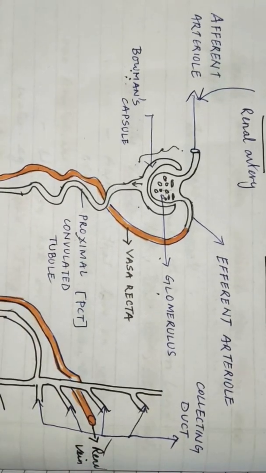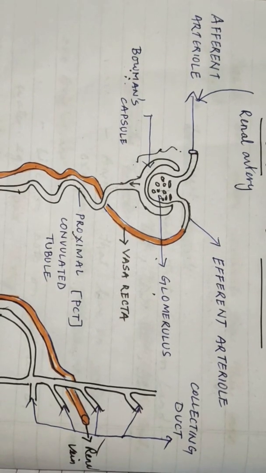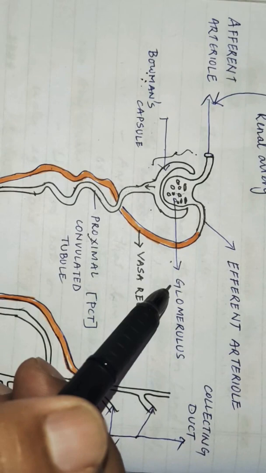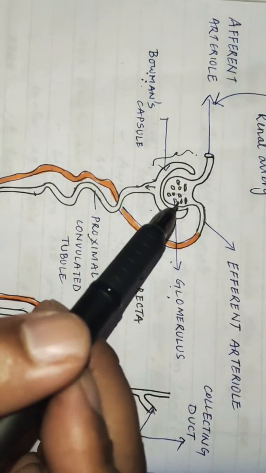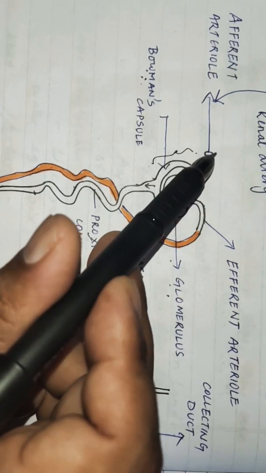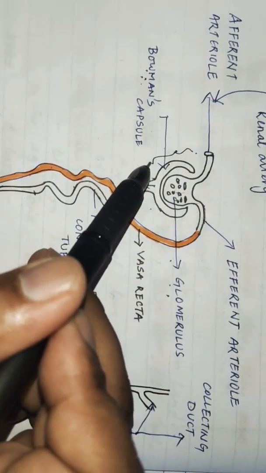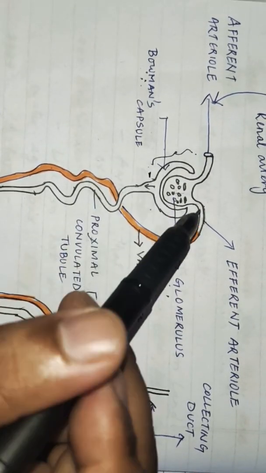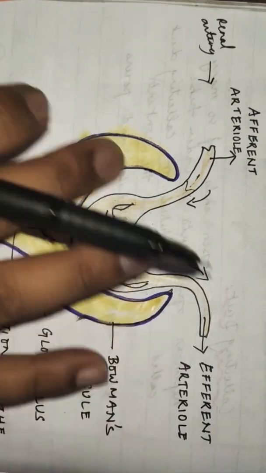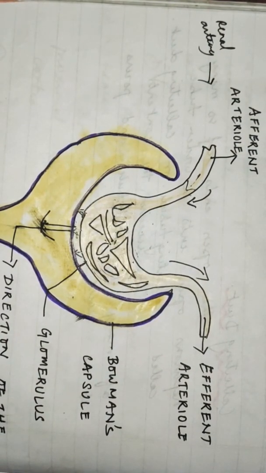Now, whenever we are thinking of ultrafiltration, in the previous class I told you that Bowman's capsule and glomerulus together constitute the Malpighian capsule. So ultrafiltration will take place till this stage, till here. So the Malpighian capsule includes Bowman's capsule and glomerulus.